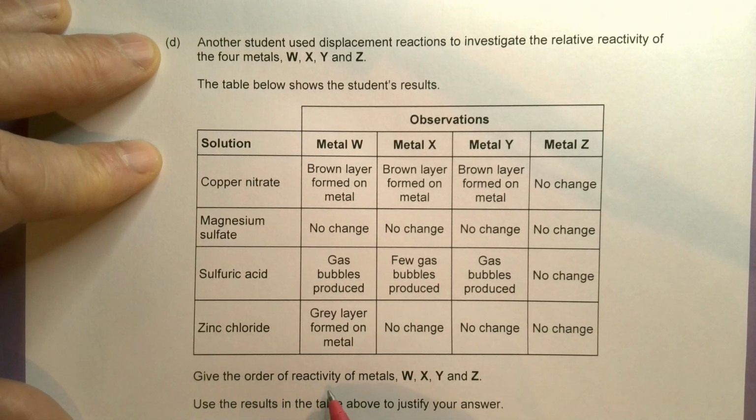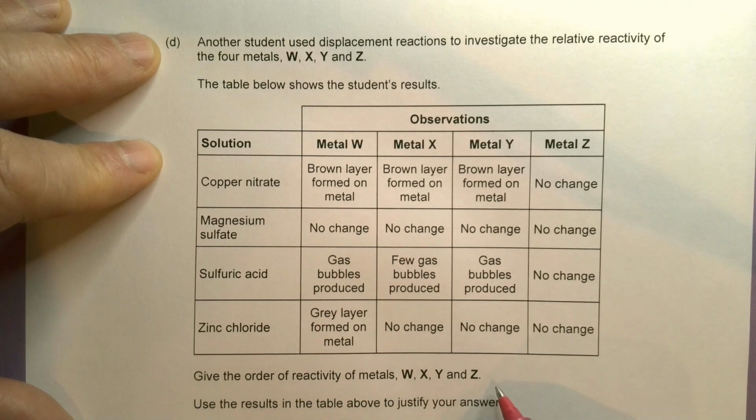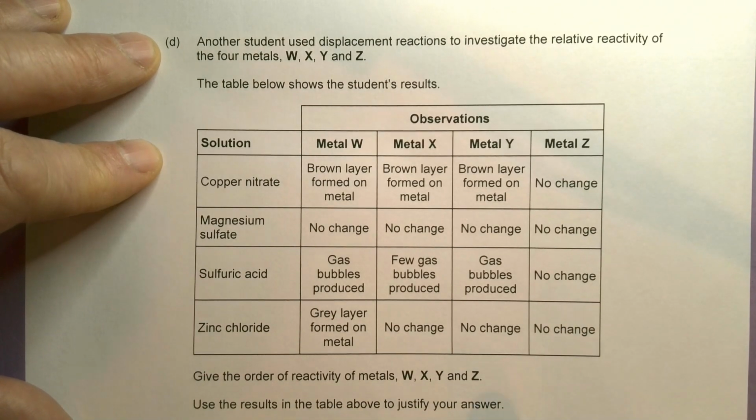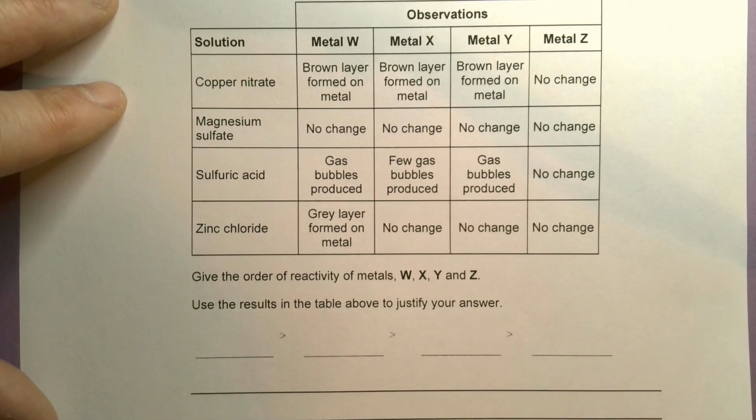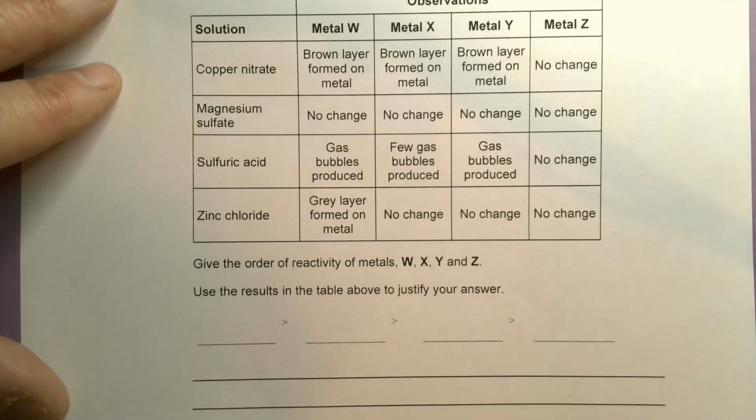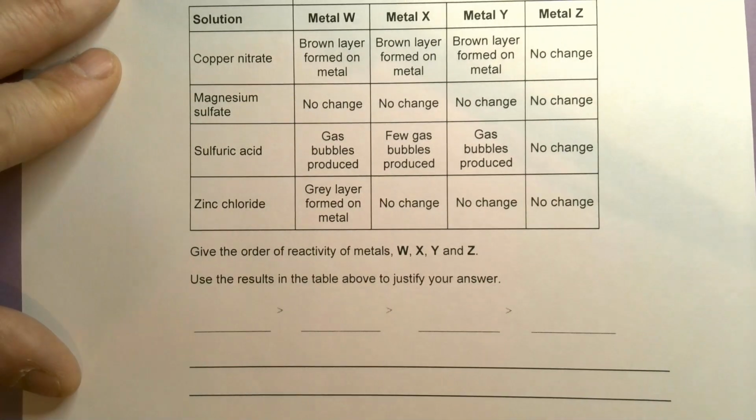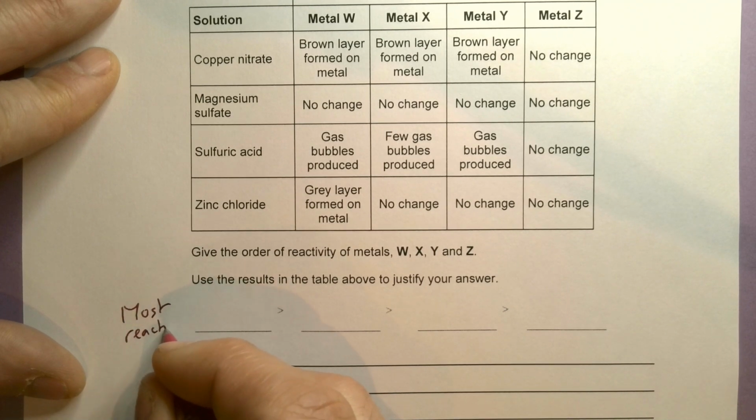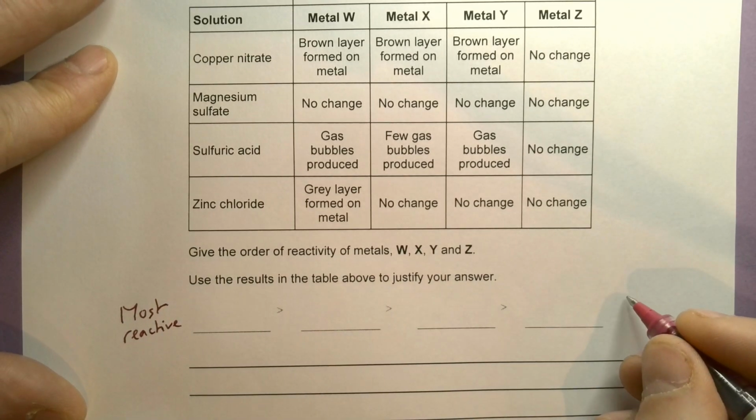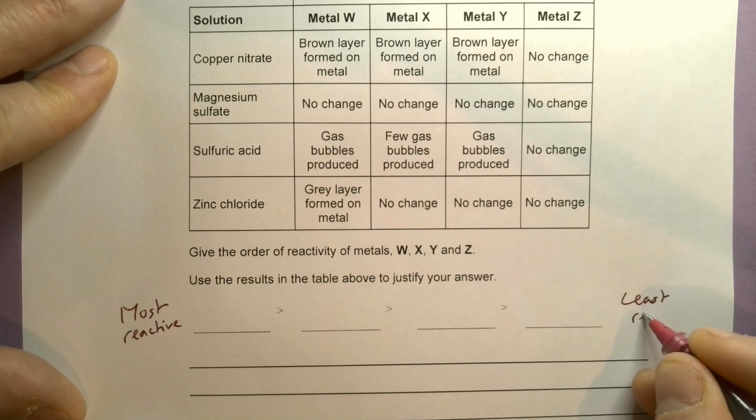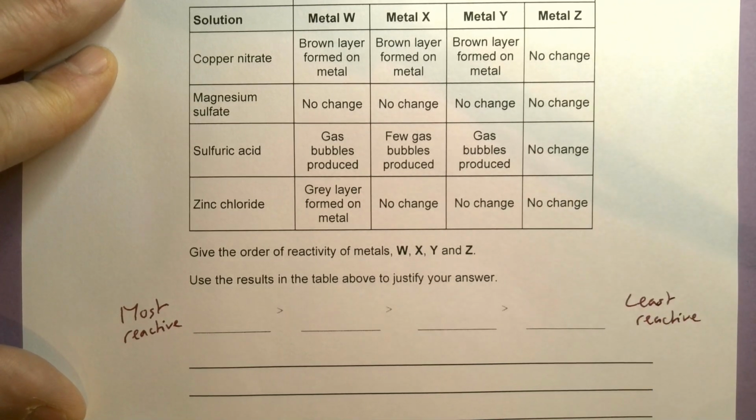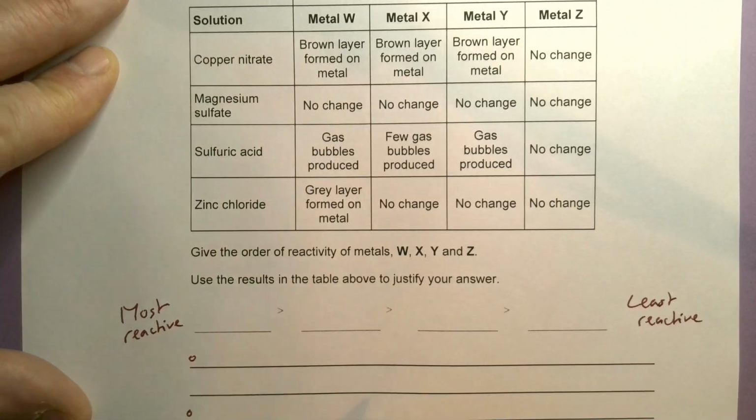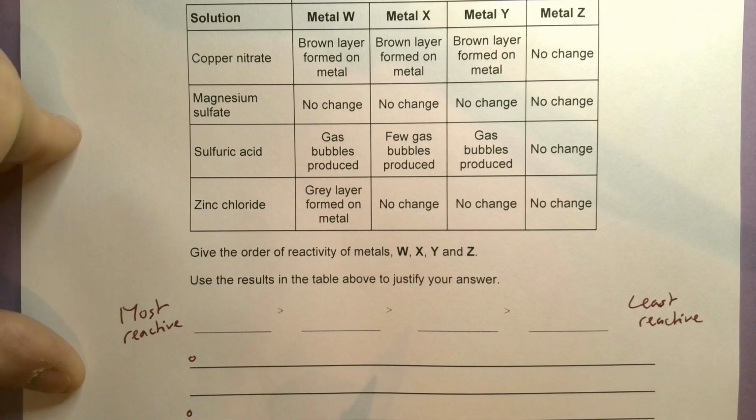Give the order of reactivity of metals W, X, Y and Z. Use the results in the table to justify your answer. So we've got to try and use these results to justify which one's the most reactive and which one's the least reactive. We're going to go from most reactive, and I'm going to write it in here so the examiner absolutely knows which way round. It's worth 3 marks in total, so we get 1 mark for the order, and then we've got to justify at least 2 things: why we've put in that position.